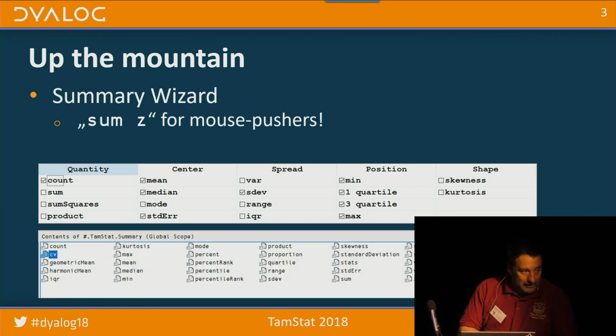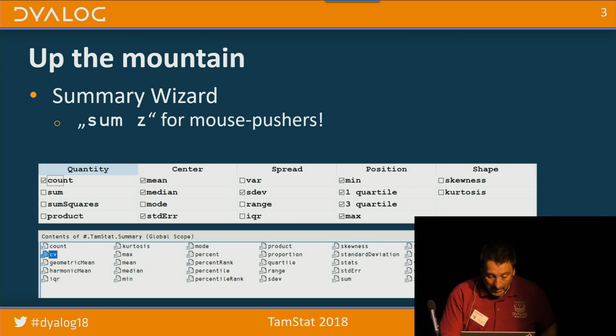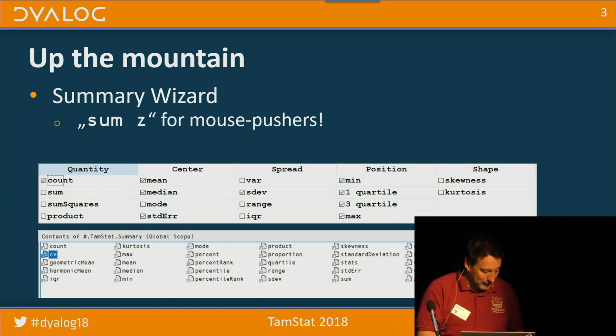As I browsed around through the workspace that was given to me, I noticed there was a namespace summary which had some of these functions in it and some others. Interestingly, this does not correspond one-to-one. For example, in the position category, you have 1 quartile and 3 quartile, but there's only 1 quartile function. Or there's a standard deviation function, which we don't see in this list. So obviously something more is going on here.